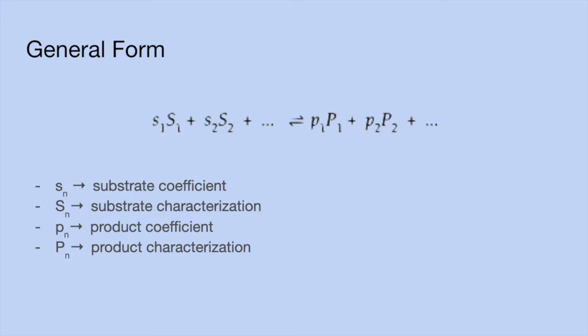In this equation, we can see that we have the lowercase s1 and the lowercase p1, as well as the uppercase S1 and the uppercase P1. The uppercase S1 and P1 represent the variables that define the substrate and product. The lowercase s and p values represent the coefficients of each of these S1 and P1 uppercase products and substrates.